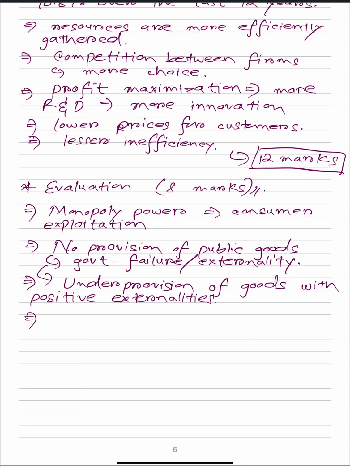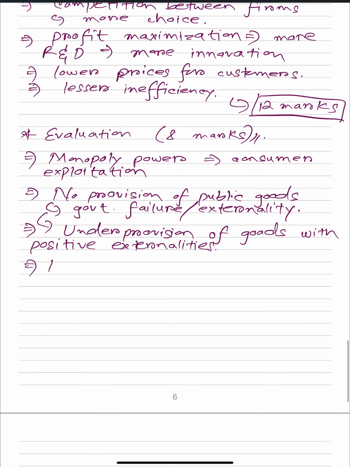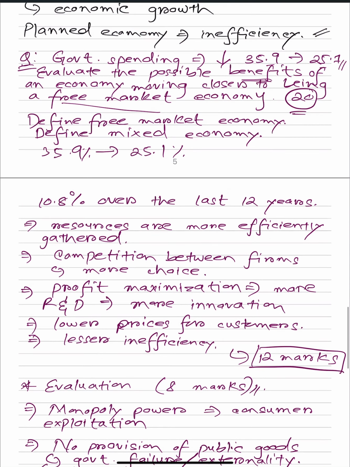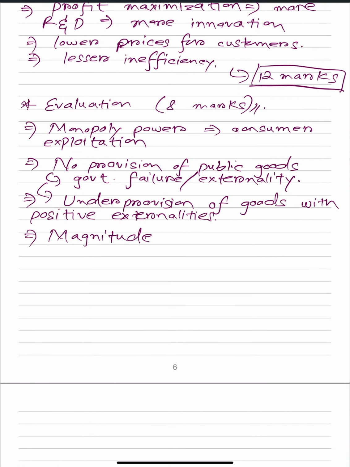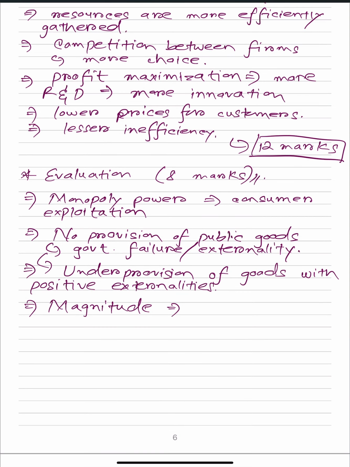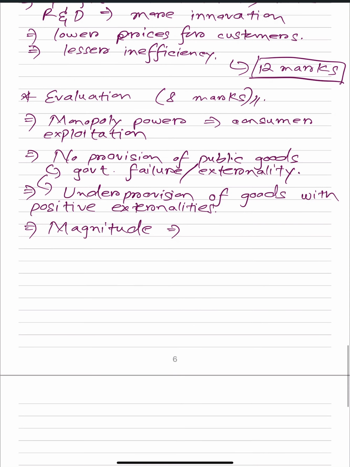These are just points. Another point that you can write is the fact that the magnitude of the decrease in government spending is not that much spread over 12 years. So, the magnitude. Why? Because government spending did decrease, but it's still there. And the economy is not exactly free market, it's still a mixed economy. So these effects might not be very severe. So that's what you can write as a concluding point.